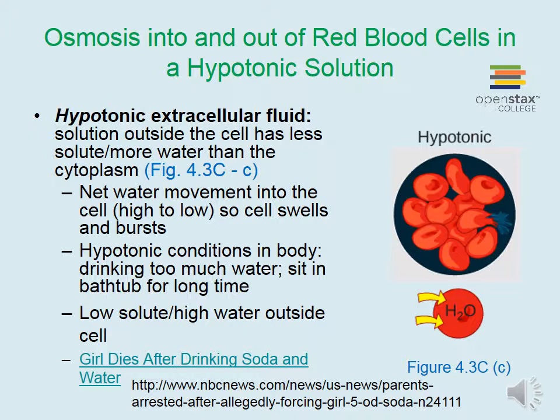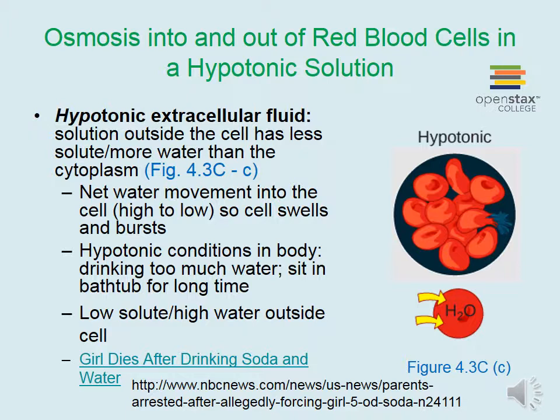Take a look at the red blood cells in the figure to the right, and you can see them getting bigger, losing their indentation to carry hemoglobin and oxygen, and some of the cells are beginning to burst. When your red blood cells begin to burst, they're no longer available to carry oxygen, and you will not live very long without oxygen. Hypotonic conditions in the body include drinking too much water in too short a period of time, or sitting in a bathtub for a long time.